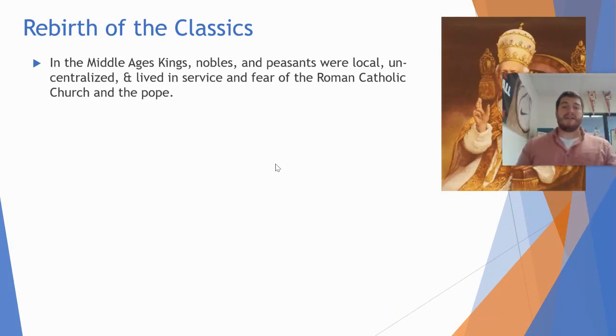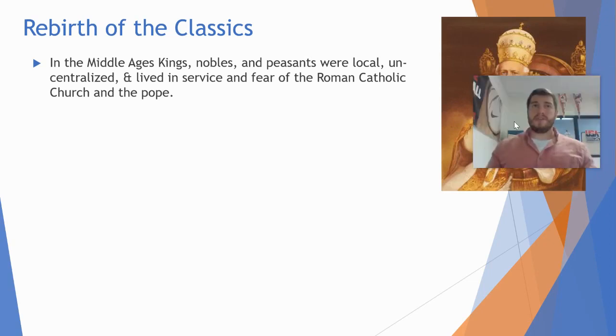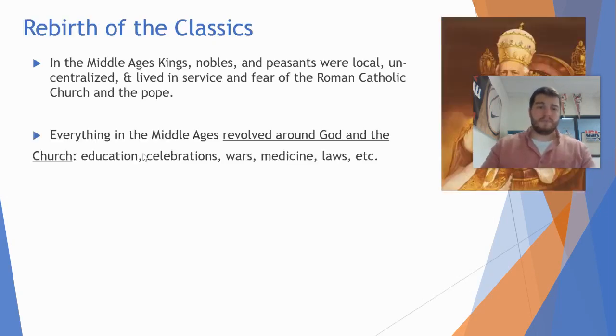So in the Middle Ages, kings, nobles, and peasants were local and uncentralized. When you see uncentralized, what that means is that there wasn't one powerful person that ruled over everything. It was more localized into manors, and whoever ruled that manor really had control over the people. And they lived in service and fear of the Catholic Church and the Pope. The most important people during the Middle Ages were the Roman Catholic Church and the Pope, because your life on earth was kind of seen as unimportant and just preparing you for the afterlife. So you can see why people thought the church was so important.